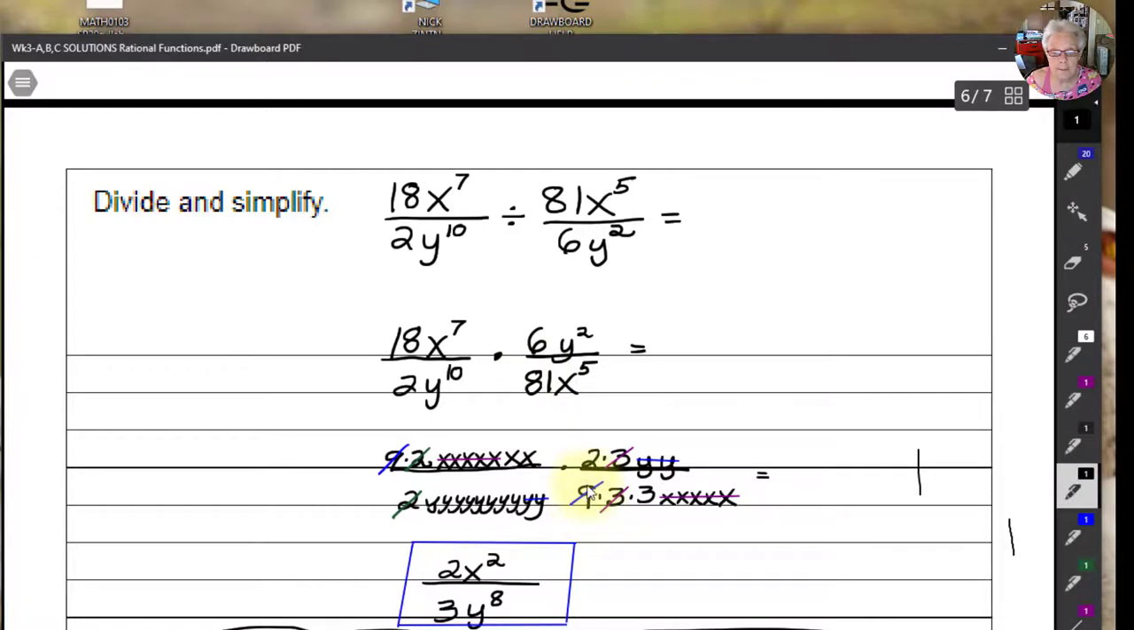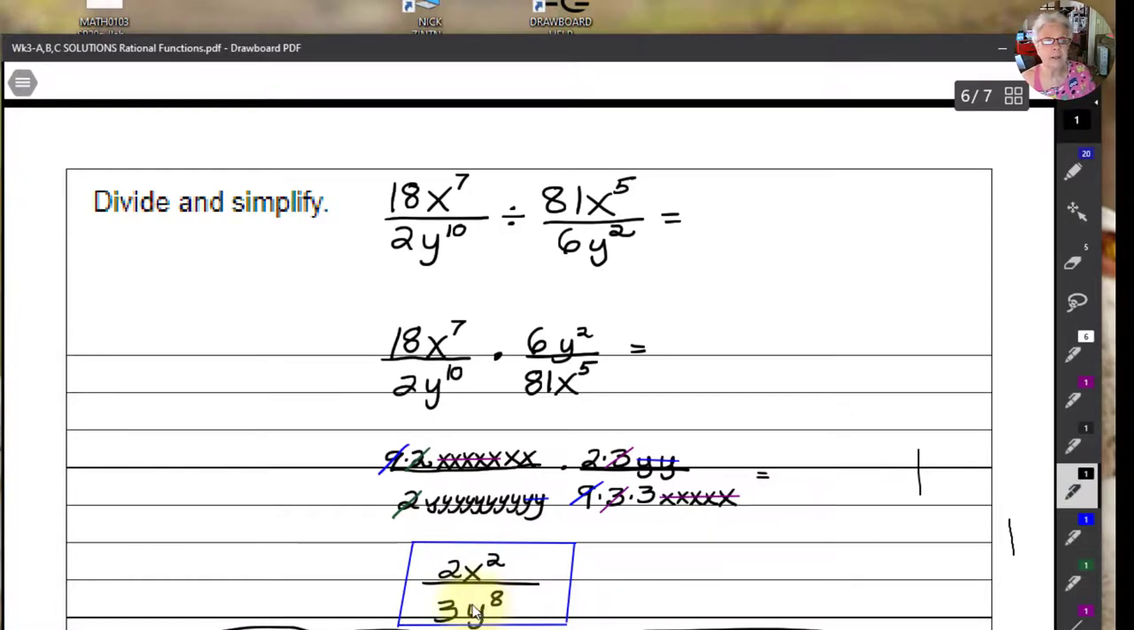81 is, well, I want to have a 9 there to cancel out with that, but 81 is 9 times 9, so it will be 9 times 3 times 3. That way, 9 over 9 is 1, 3 over 3 is 1, 2 over 2 is 1, x to the 5th over x to the 5th is 1, and y squared over y squared is 1, and so what I'm left with is 2x squared over 3y to the 8th.